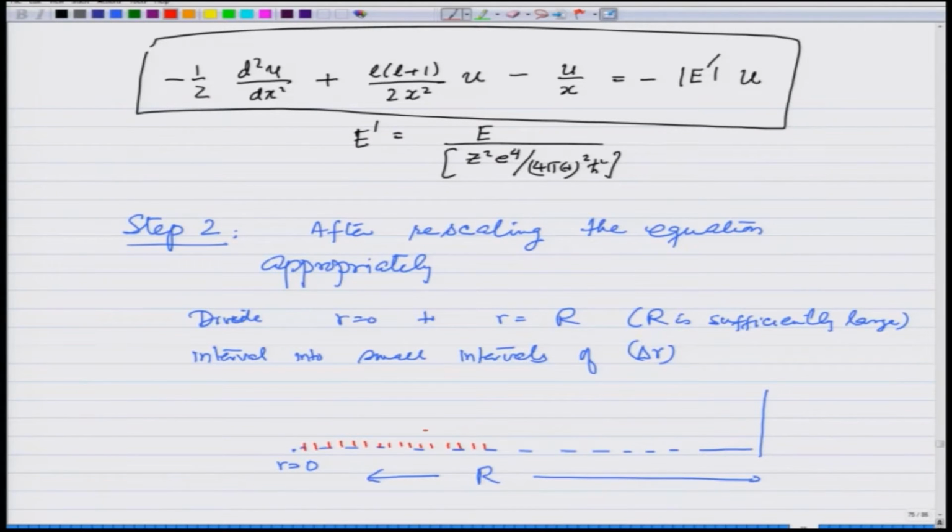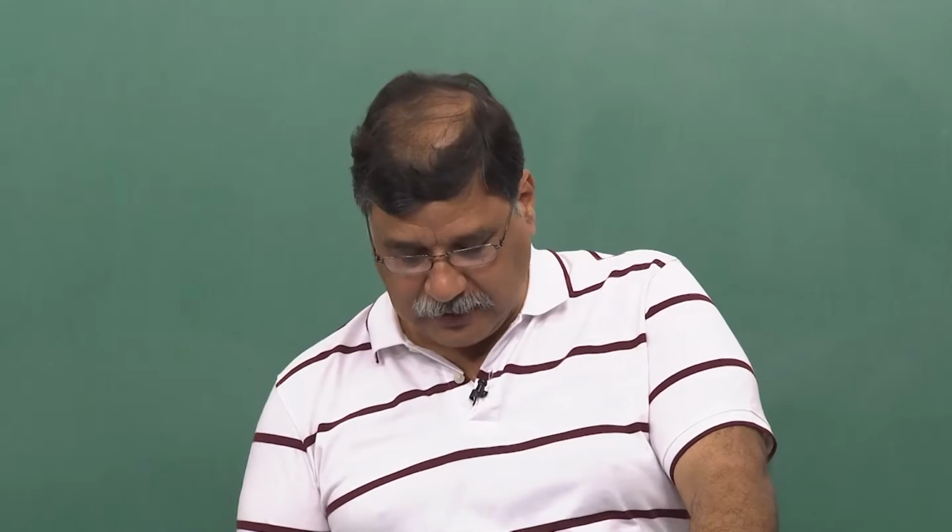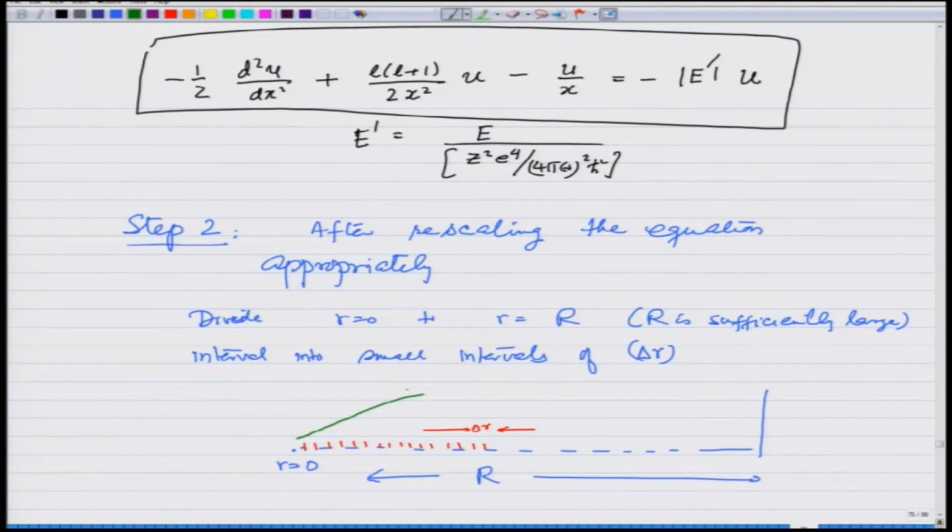So, each of these intervals is delta r, and what I will do, like the equation for one dimensional systems, this is essentially a one dimensional like system. I will start integrating from r equals 0 onwards, I will start integrating from r equals capital R inwards, and somewhere in between I will match the solution. So, what do I do now?